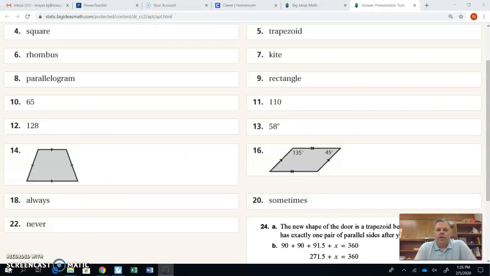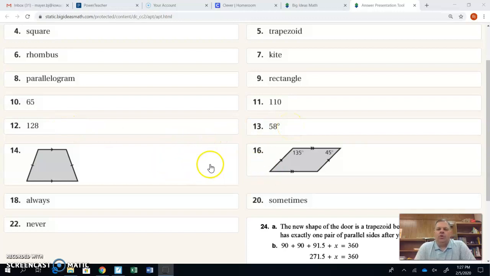As you can see, I have posted the answers on the board. Number 4 is a square, 5 is a trapezoid, 6 is rhombus, 7 kite, 8 parallelogram, 9 rectangle. Number 10, the missing angle is 65 degrees. Number 11, the missing angle is 110. Number 12, 128. 13 is 58 degrees.